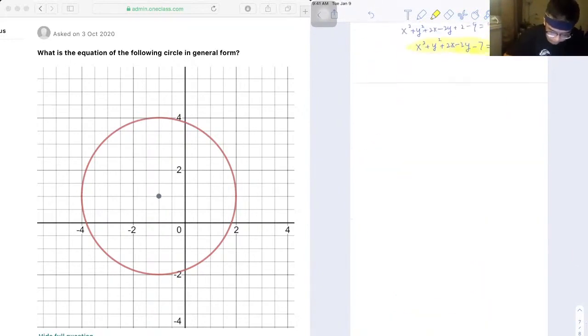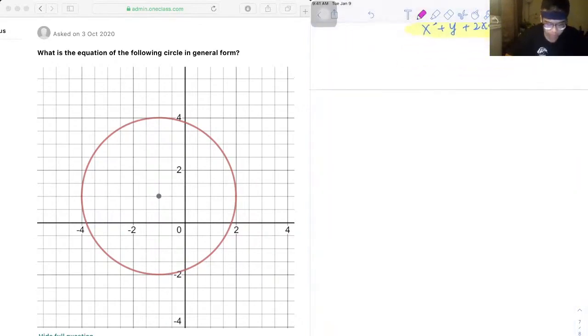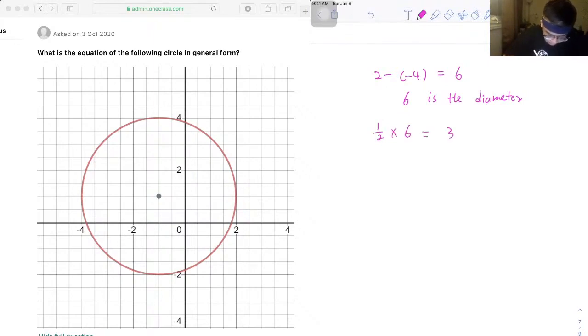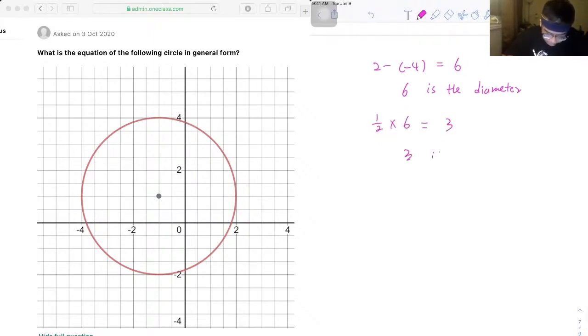I'll just write it down as a reference. So 2 minus -4 is equal to 6. 6 is the diameter, and then we use 1/2 times 6, which is 3, where 3 is the radius.